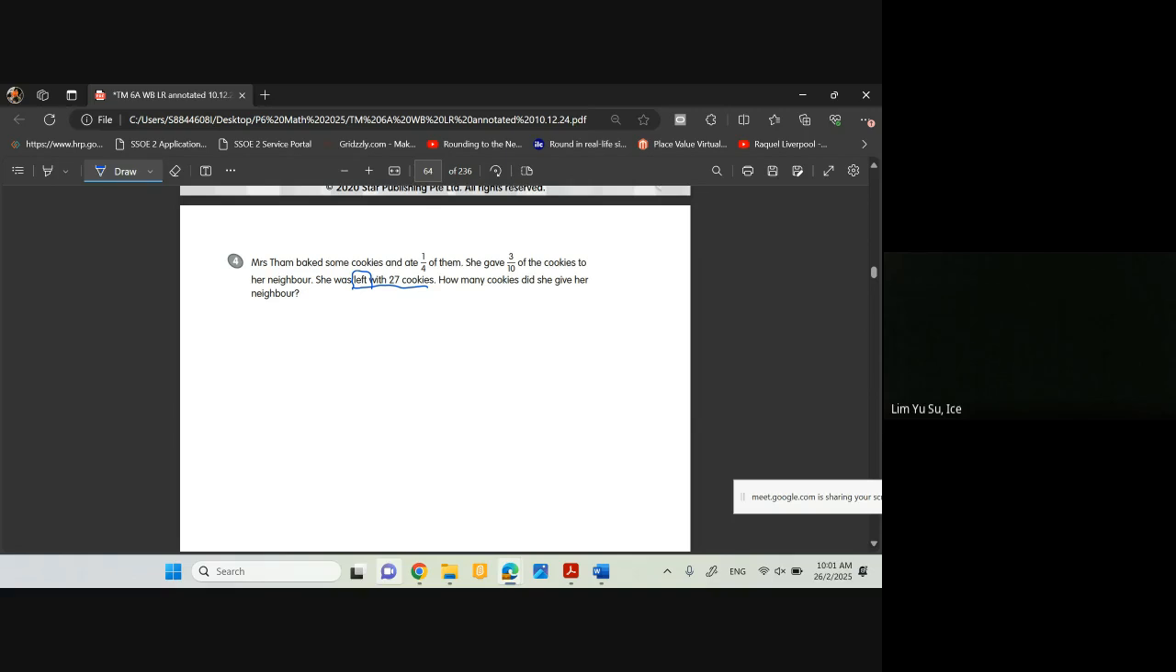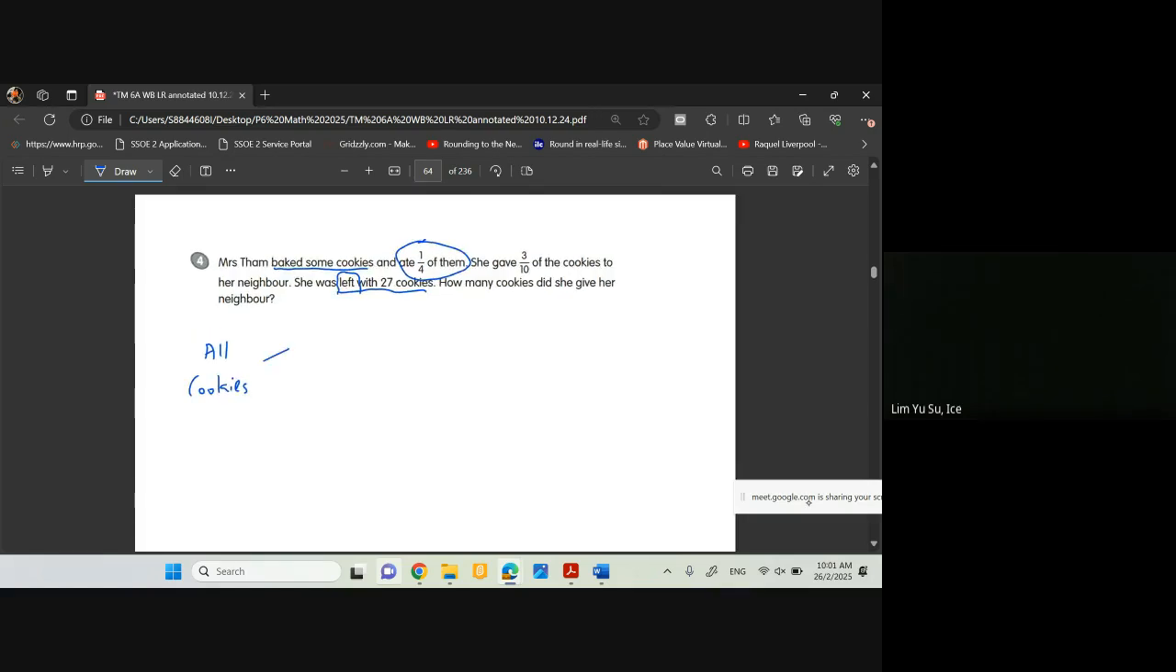Okay, but this question is still relatively okay. If I think about it, I have all the cookies at the start, yeah? So I use the branching method. If I have all the cookies, we take note of the fraction. 1/4 of them is 8. So from all the cookies, 1/4 of the cookies, 8. Right?